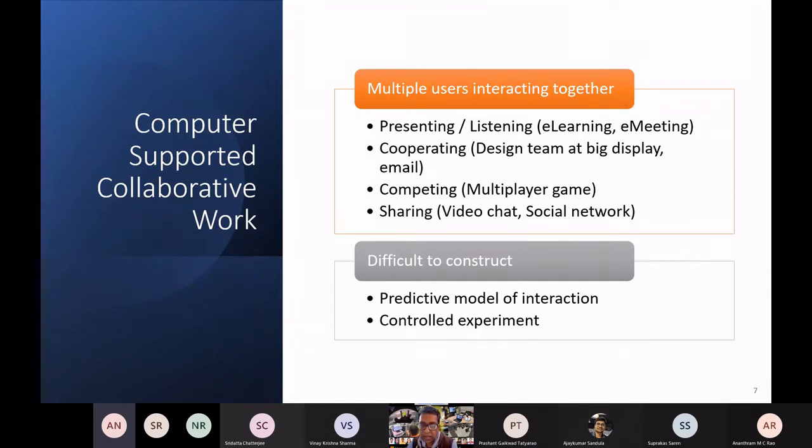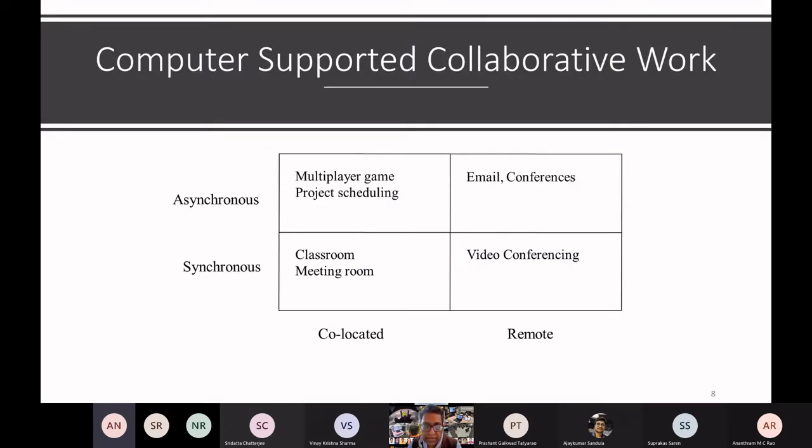It is generally difficult to construct a predictive model of interaction and controlled experiments on CSCW work because multiple players are interacting simultaneously, while traditional modeling, predictive models and controlled experiments work with a single computing agent and a single human. It's not impossible, but it becomes difficult to predict or simulate a situation where multiple agents are simultaneously performing or interacting. So a basic classification of CSCW work is based on time and space.